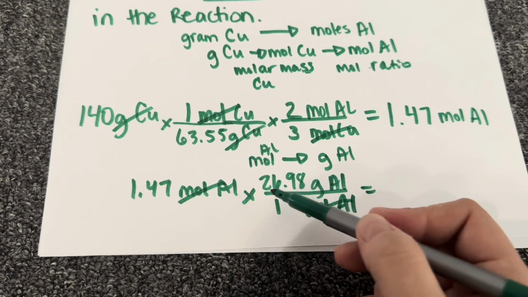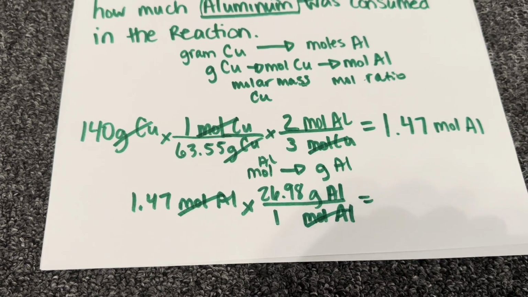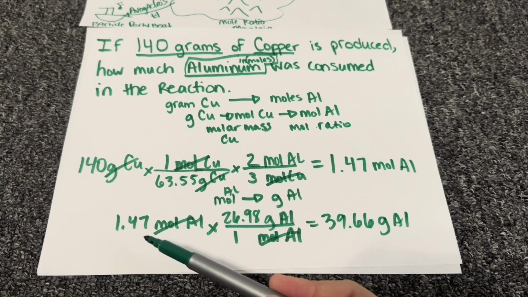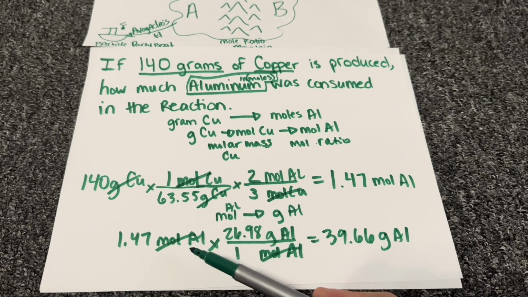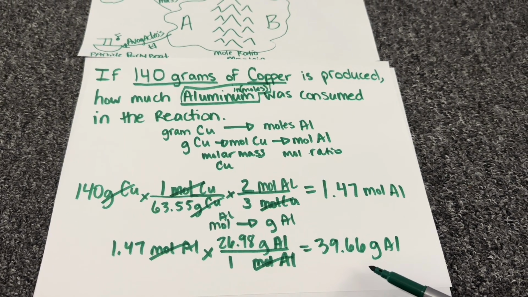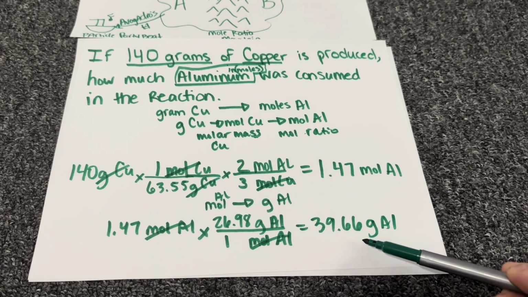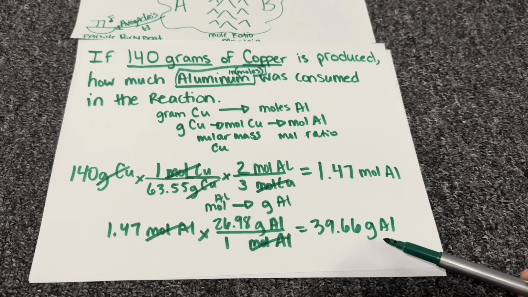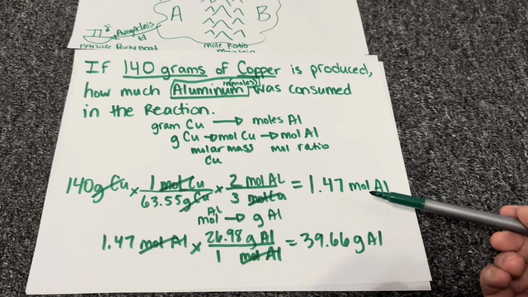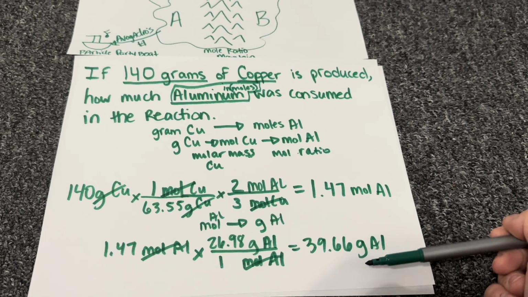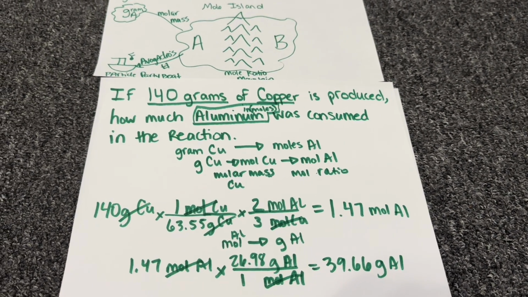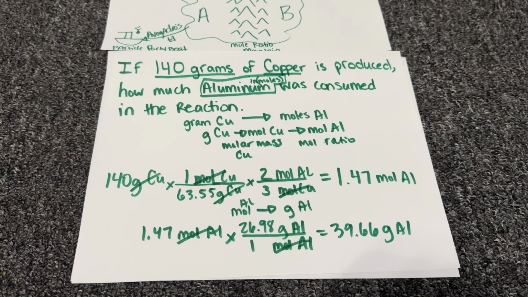So 1.47 times 26.98. So if I want to collect 1.47 moles of aluminum, I would weigh out 39.66 grams of aluminum. Sorry, in this problem, we had consumed this much aluminum, so I would need to weigh out this much aluminum to start this process if I wanted to collect 140 grams of copper. Okay, cool.